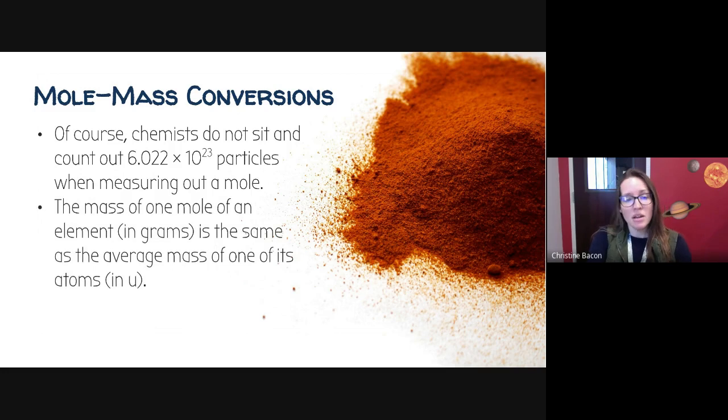So what we use instead is mole to mass conversions. And we use that knowing that the mass of 1 mole of an element is the same as its atomic mass. So I want you to think about this in terms of molar mass equals atomic mass, but it's in grams. Molar mass in grams is the same as atomic mass in AMU, or atomic mass units.